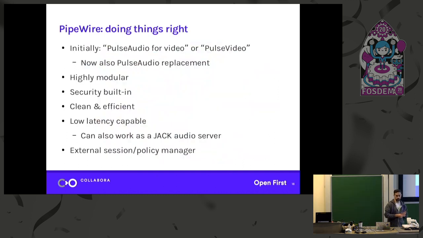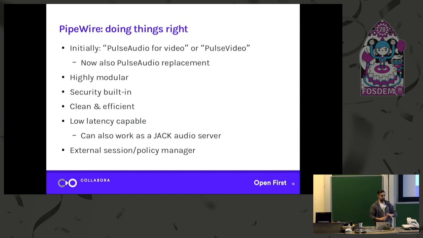PipeWire actually started from providing pulse audio for video. It was initially called Pulse Video. So it can handle video data very well. That's its original purpose. Nowadays, it also implements routing audio data. And it's evolving to become a pulse audio replacement. It is modular, so you can customize it a lot. It has built-in security, something that Pulse Audio didn't have. There is access control per application, per device. You can give access to certain applications to do certain things and not other things. And that's what I mean with security.